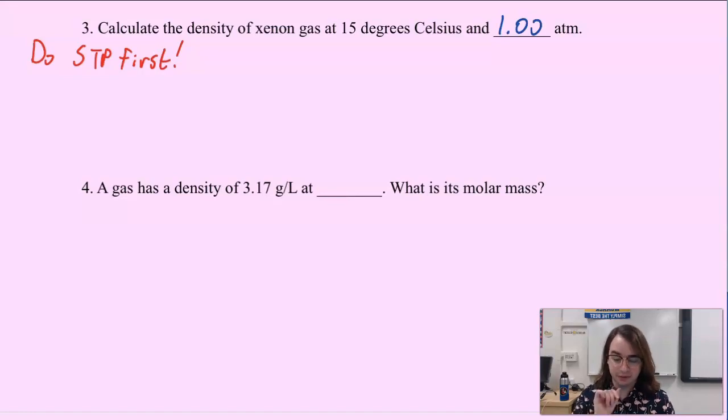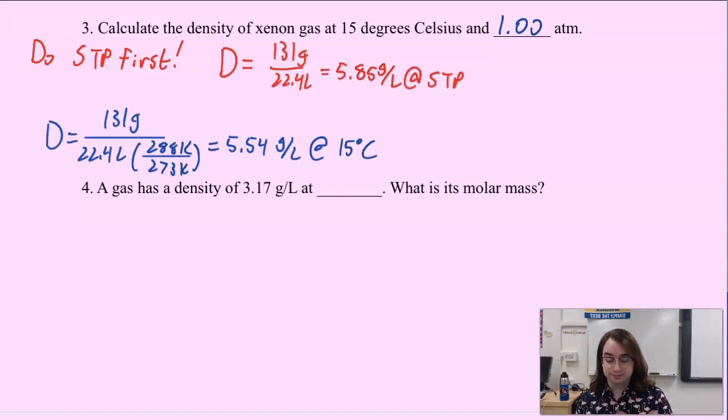Let's try it out. Go ahead and pause, give it a shot, try and figure out the density of xenon at STP first, which should be pretty quick, and then try and find out the density of xenon not at STP, but at these values shown here. Come on back when you're done.